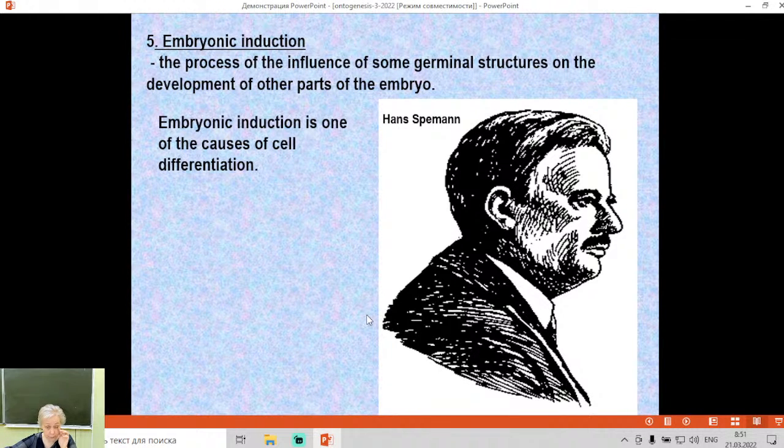And fifth mechanism, embryonic induction. Embryonic induction is the process of the influence of some germinal structures on the development of other parts of the embryo. Embryonic induction is one of the causes of cell differentiation, when one cell can influence the development of another cell. And you see the scientist who studied this process, Hans Spemann.